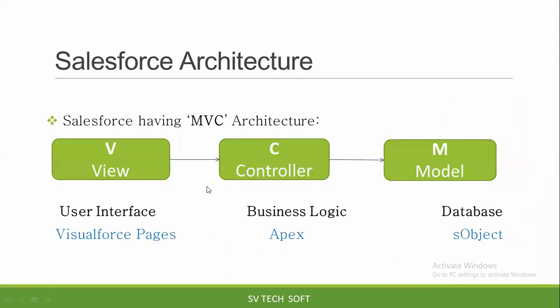Okay. Now we will discuss Salesforce architecture. What type of architecture does Salesforce have? The architecture of Salesforce is MVC. What is the meaning of MVC? MVC is nothing but model view controller. What comes under model, what comes under view, what comes under controller, we will discuss in detail.